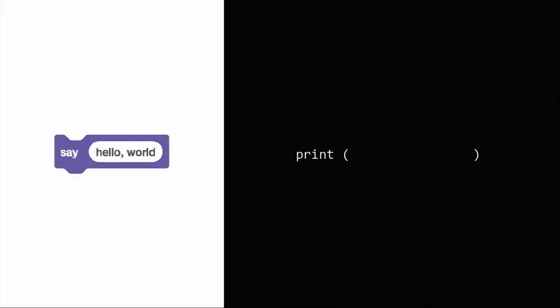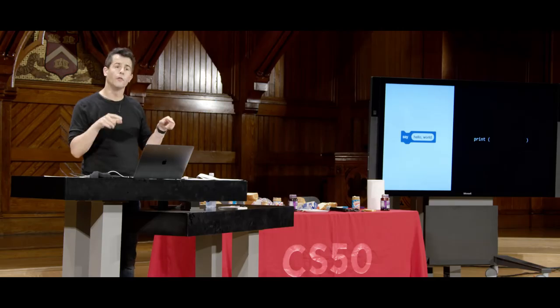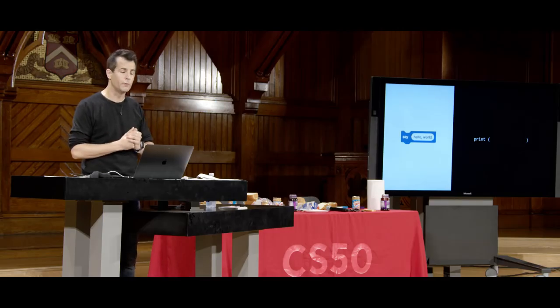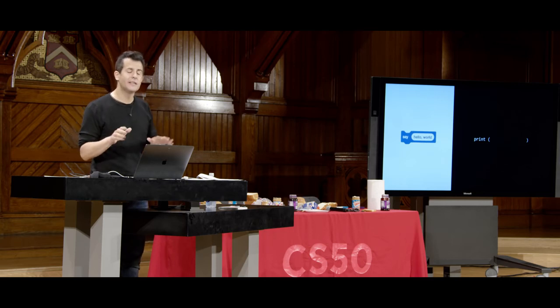So in fact, if I were to translate the block on the left in Scratch to the equivalent code in this other text-based language called C, I'm going to start by writing print, and then open parenthesis, and then close parenthesis. And those parentheses kind of represent the white oval on the left that we typed hello world into before. Now in C, it's not quite as literal as that.